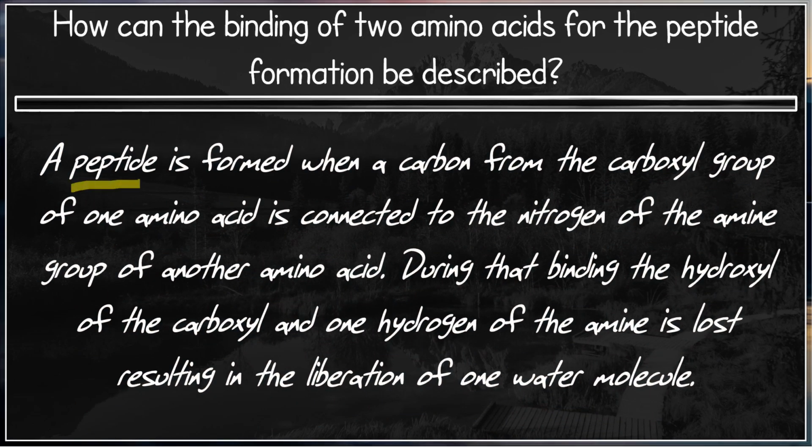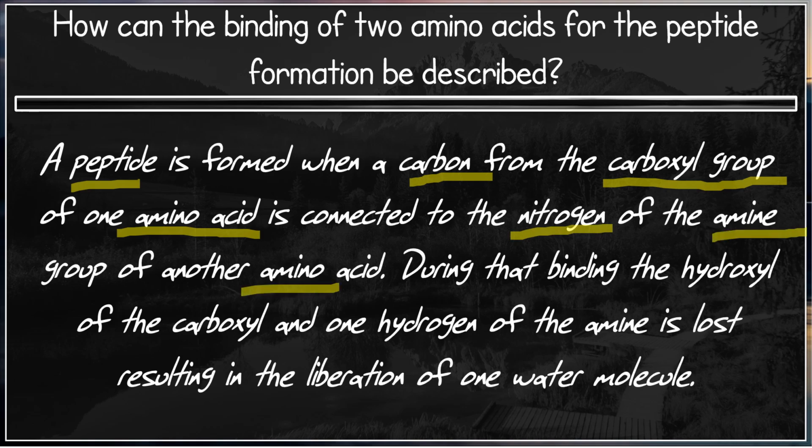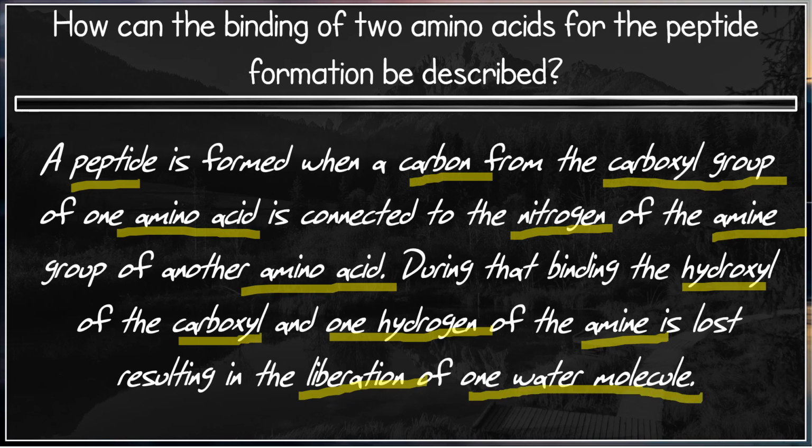A peptide is formed when a carbon from the carbonyl group of one amino acid is connected to the nitrogen of the amine group of another amino acid. During the binding, the hydroxyl of the carboxyl and one hydrogen of the amine is lost, resulting in the liberation of one water molecule.